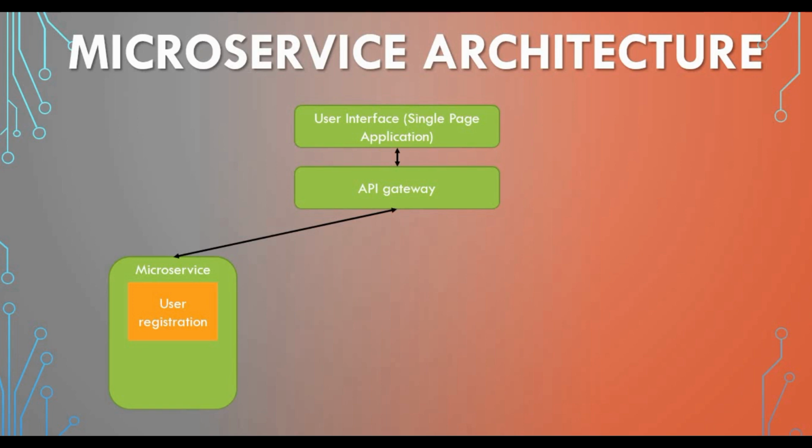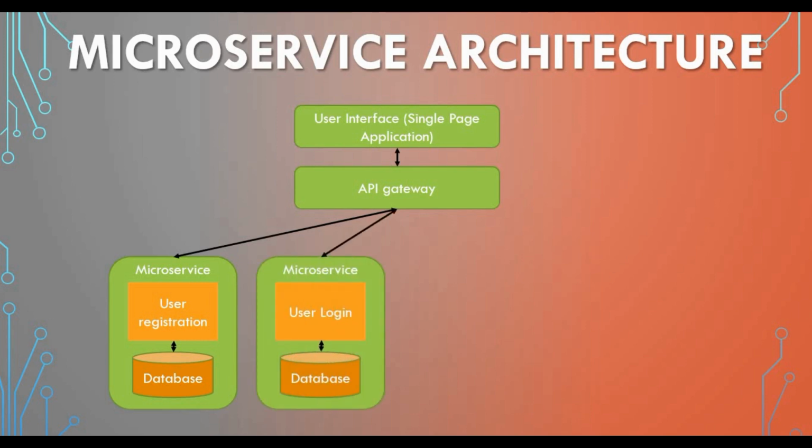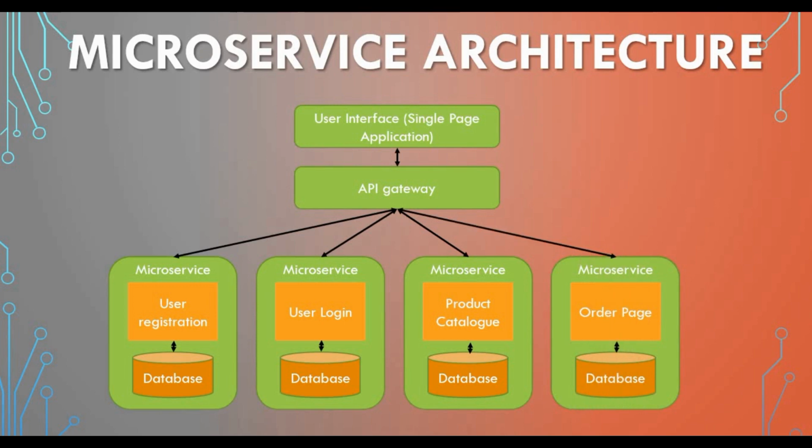In our case, we will separate the user registration as a one-off microservice. It will have its own microservice for the user registration page, and also its own database. When a user clicks on that page, it will take them to a separate microservice. So it's not like a single bundle of code as it is in my monolith. We will also separate the user login as a separate microservice with its own database, and we can have a different microservice for the product catalog, and a separate one for the order page.